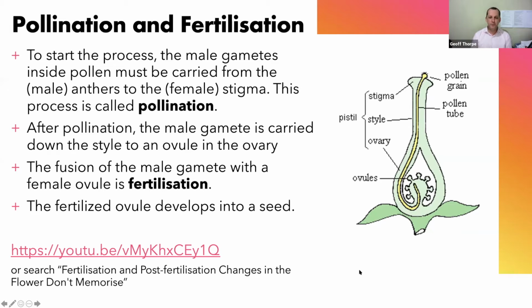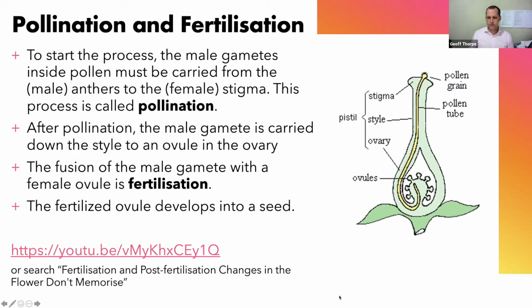That's pollination. But after pollination, more needs to happen for fertilization. After pollination, the male gamete is then carried down the style to the ovule in the ovary. It's only then we get fertilization, where the male gamete is fused with the female ovule. And then the fertilized ovule starts developing into a seed.